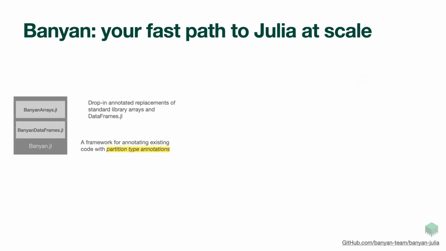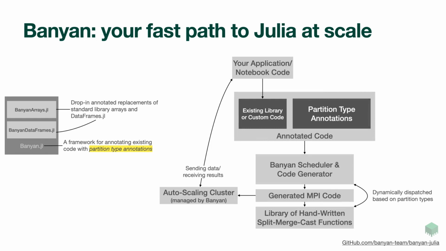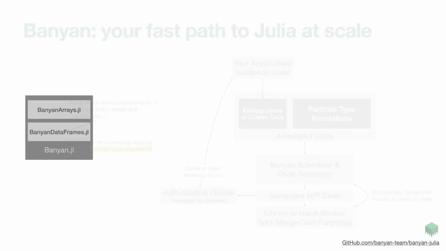Banyan takes your annotated code, schedules, and generates wrapper code that dynamically dispatches predefined split, merge, and cast functions based on assigned partition types. This generated code can then run on a cluster entirely on its own, without the need for a task scheduler that could introduce overhead.